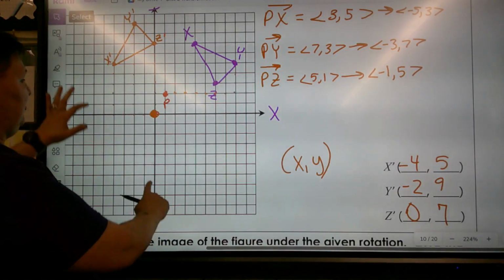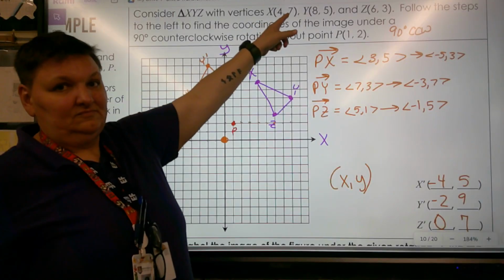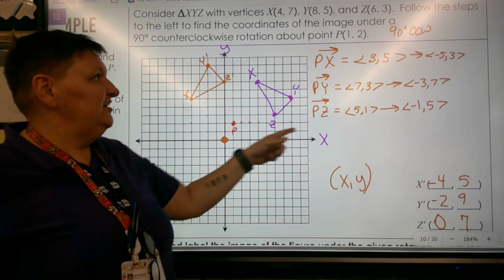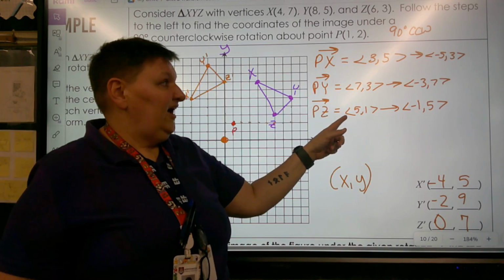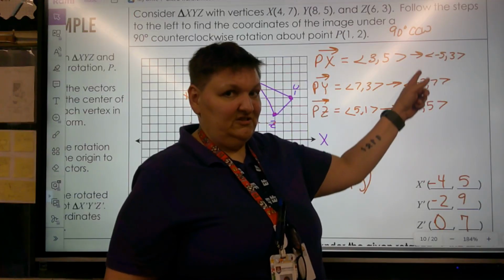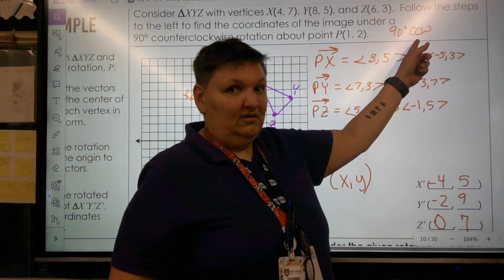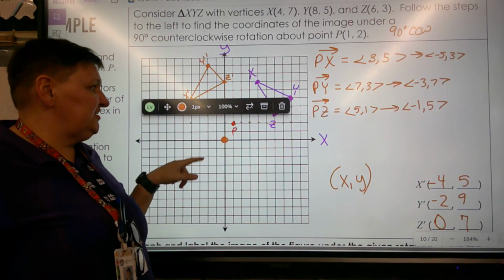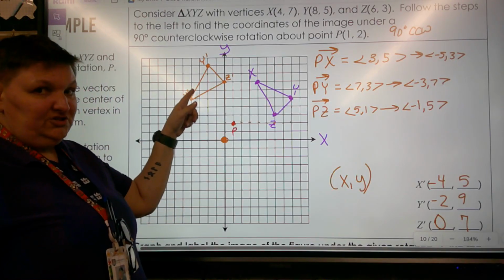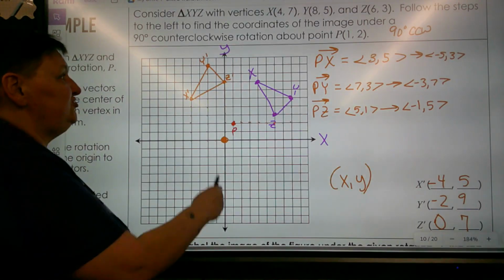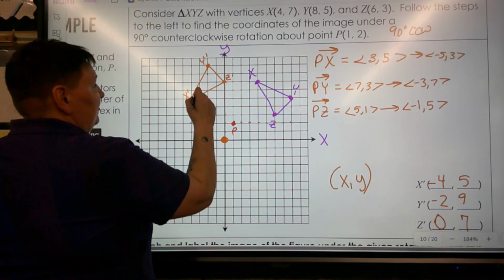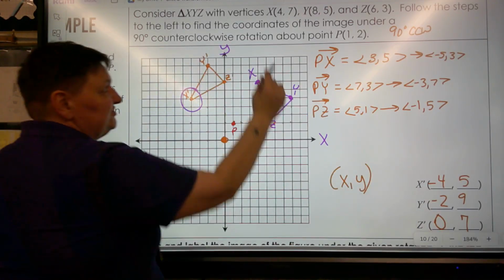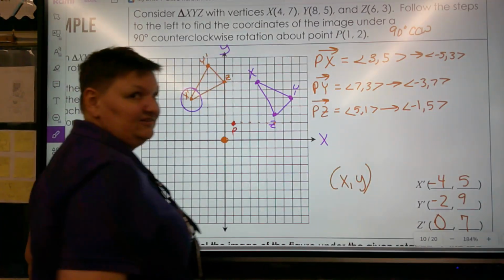So you started with coordinates and you plotted your pre-image. You used the center of rotation to find the vectors or the distance, and then you figured out your new vectors based on the rule, and then used the new vectors to plot from the center of rotation to your new image, your after image, your image. And then you used the points and the origin to find your coordinates. So we started coordinates, vector, vector, back to coordinates.